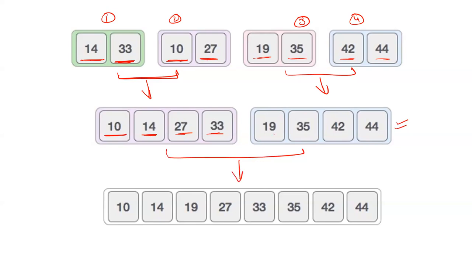10 is smaller, 10 will be there. 14 is smaller, 14 is there. 19 is smaller, 19 will be included. 27 is smaller, 27 is included. 35 or 33, 33 is included. Then the rest of the subpart.